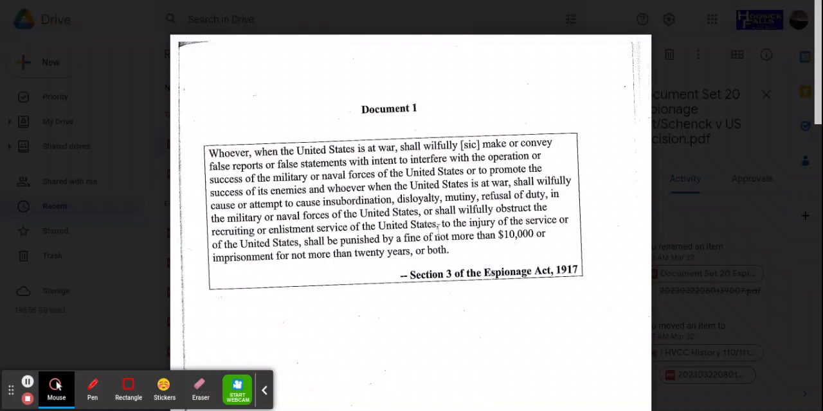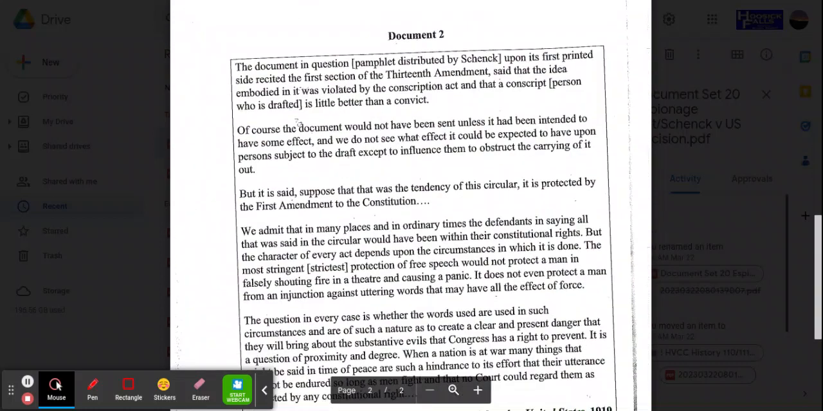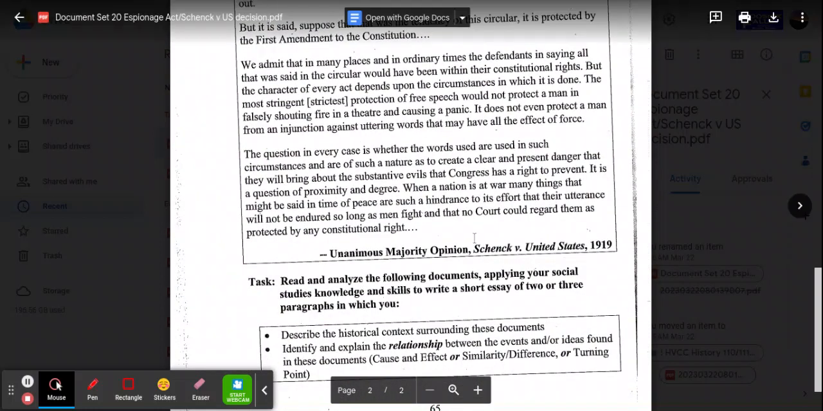There's just a couple of things before we begin with the documents. In addition to this tutorial video, it will also be helpful if you review the Supreme Court decision on Schenck v. United States, which is part of your second document. We will have viewed this in class.